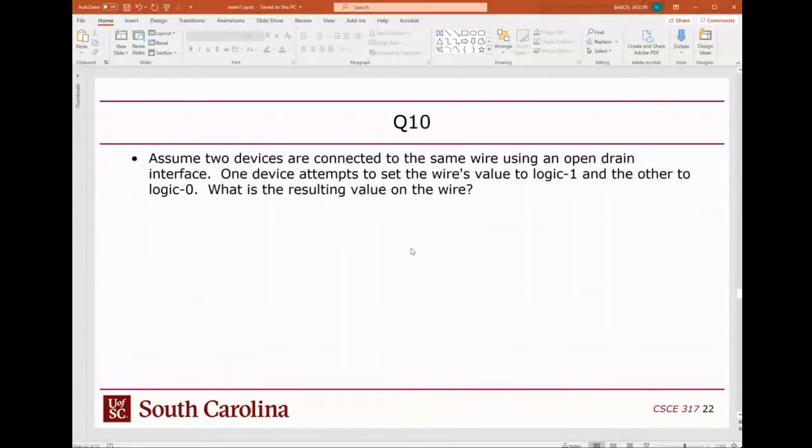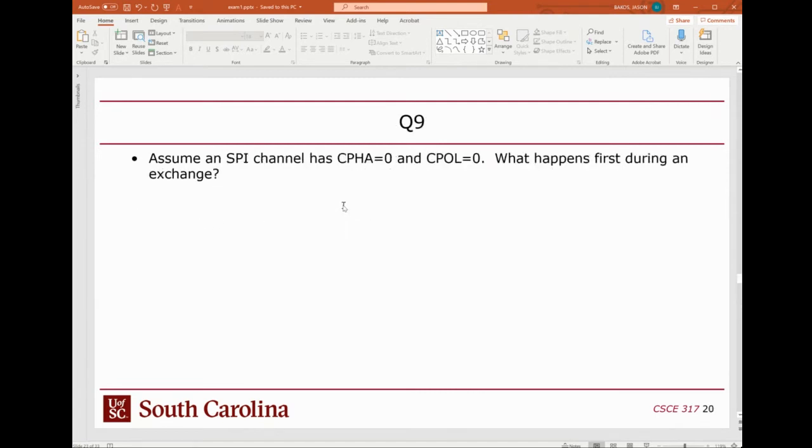Question 10. Assume two devices are connected to the same wire using an open drain interface. One device attempts to set the wire's value to logic 1 and the other to logic 0. What is the resulting value? It would be logic 0, because the wire's natural state is logic 1, and so if anyone pulls it to logic 0, then it goes to logic 0. If one device is attempting to set the wire's value to logic 1, it means the device isn't doing anything. It's not actively engaging the wire at all. So that's why the answer here is logic 0.